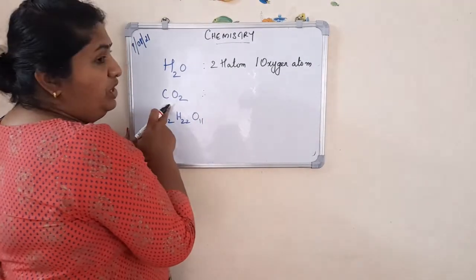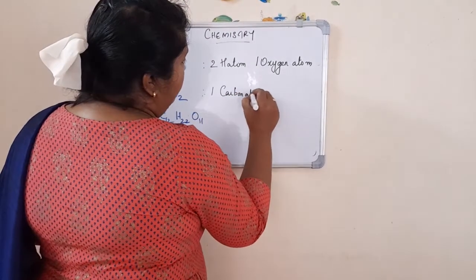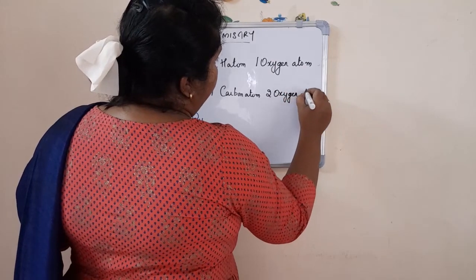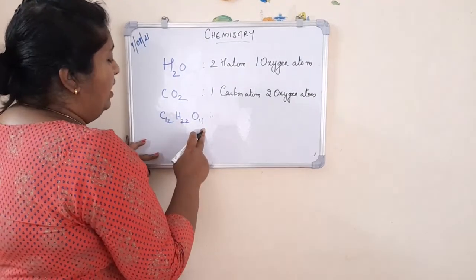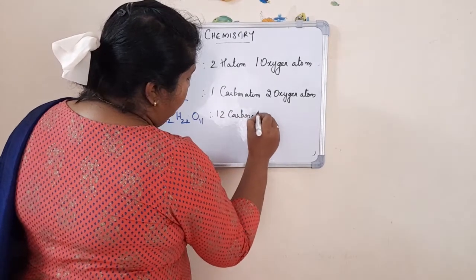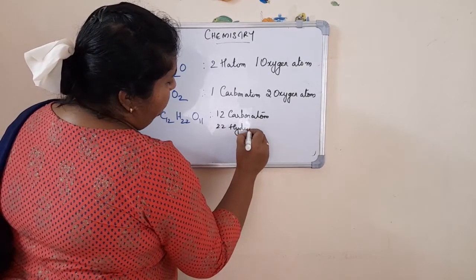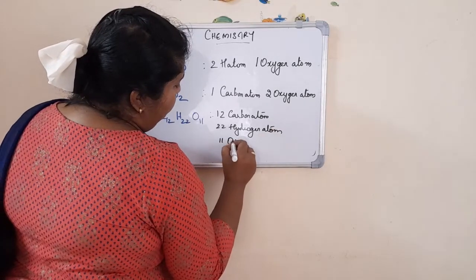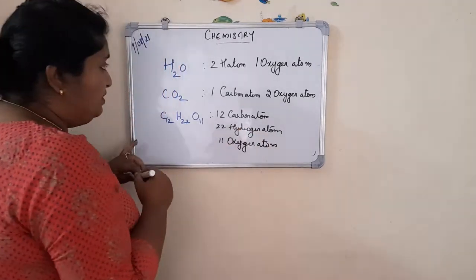Here in one molecule of carbon dioxide, 1 carbon atom and 2 oxygen atoms. Then what about here? You know, this is sugar. So this is 12 carbon atoms, then 22 hydrogen atoms and 11 oxygen atoms.